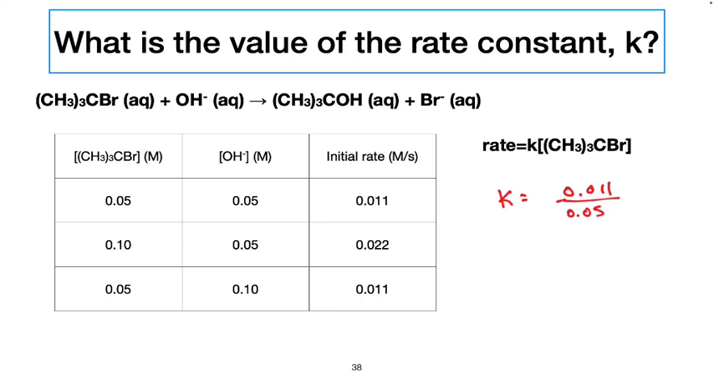What are the units on K? What were the units on the 0.011? Molar per second. Capital M per second. What are the units on 0.05? Molar. What happens? Inverse seconds. The molars cancel. Your units on K will be inverse seconds. That's why that slash in there is nasty. You got to watch out for that slash. Generally speaking, I would prefer to write it as capital M over S to help emphasize that fractional thing.